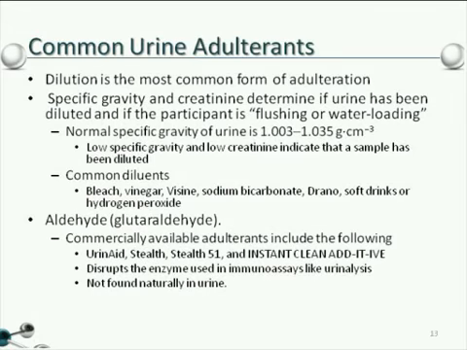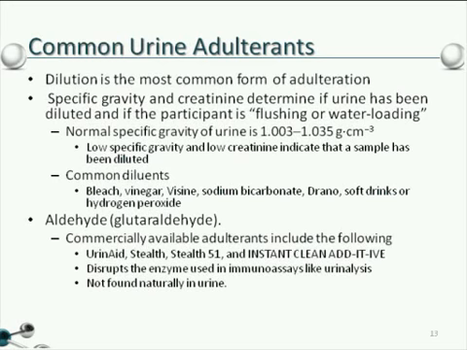So, common adulterants. Dilution is the most common form of adulteration, by adding anything to the urine. Two of the tests, specific gravity and creatinine, determine if a urine has been diluted. If it's low specific gravity or low creatinine, it's pretty much a sure sign that this is a diluted sample. Common dilutants are bleach, vinegar, Visine. As you can see, they're very household handy items.